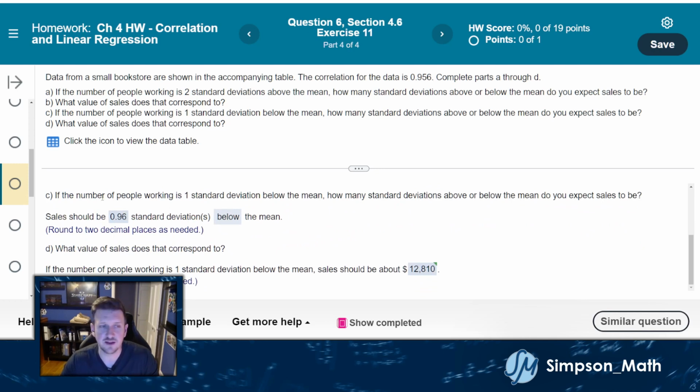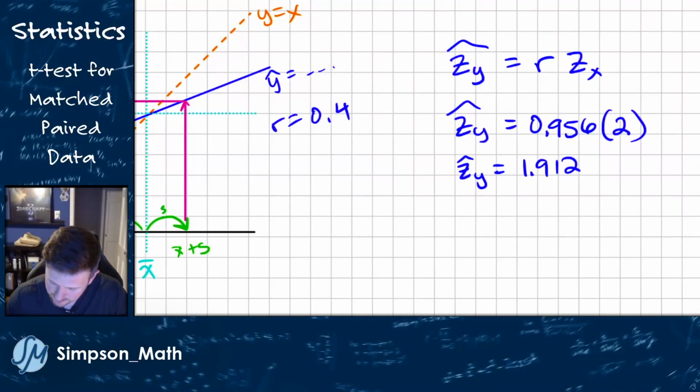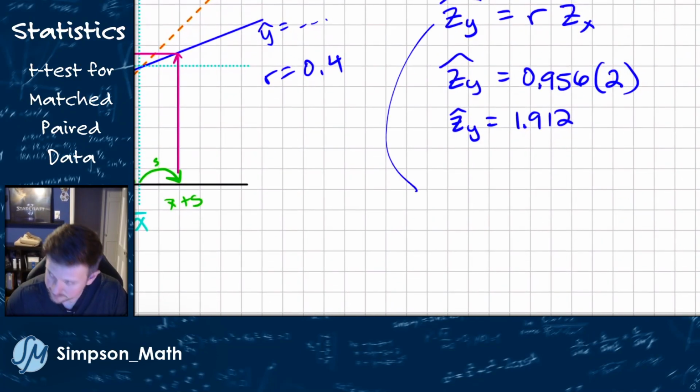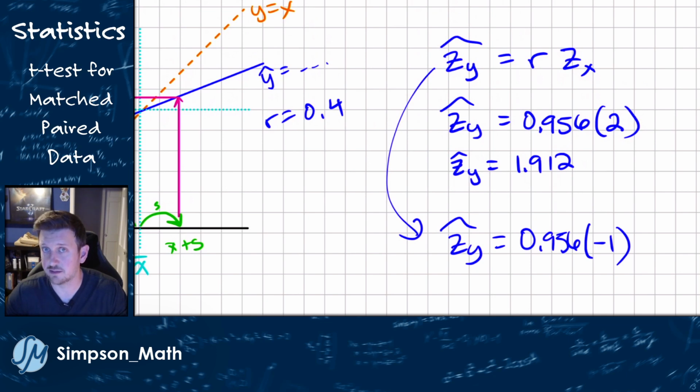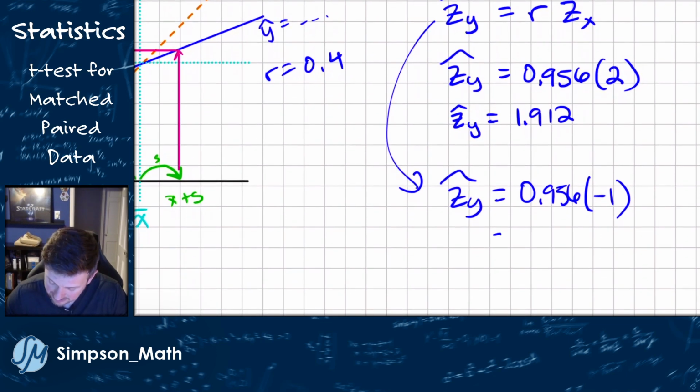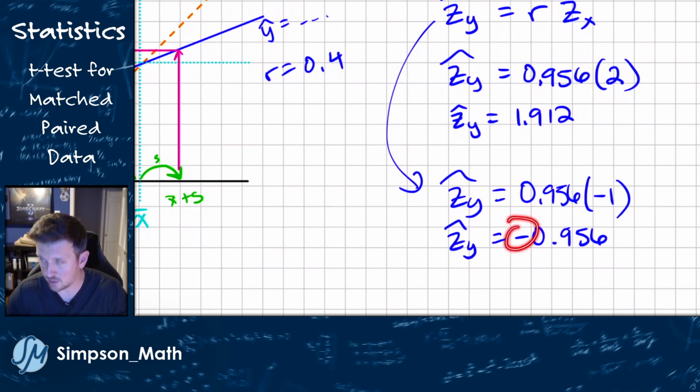Let's do letter C. If the number of people working is 1 standard deviation below the mean, how many standard deviations above or below the mean do we expect the sales to be? Following that same train of thought, what's my z y hat going to be if they're below the mean by 1 standard deviation? My r is 0.956, and I'm going to multiply by a negative 1 because it's below the mean. So I get negative 0.956. Since I'm below the mean, I'm going to say below, and I know it's below because it's negative.